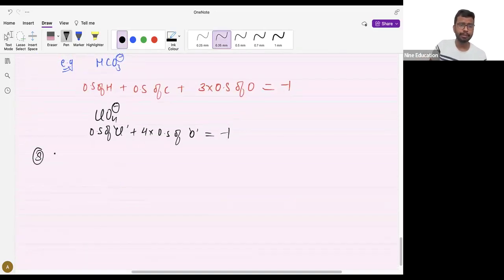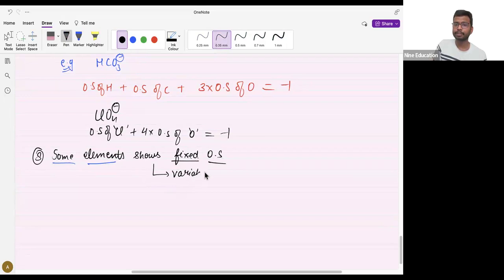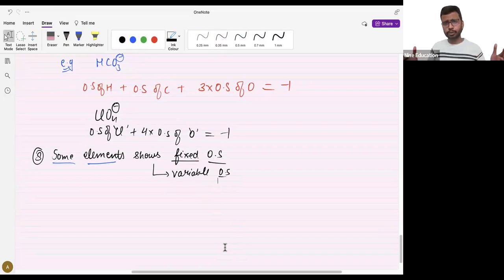8th rule, see, some elements show fixed oxidation state, meaning their oxidation state is always fixed, and some will show variable oxidation states. You all know, some change a lot. They can lose also, they can gain also. Like oxygen has -2 also, -1 also. But some have the property to show only one oxidation state.